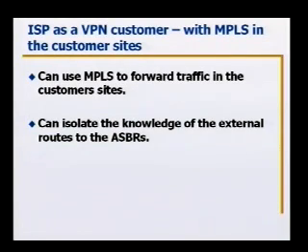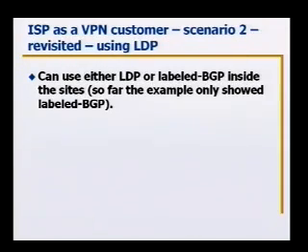So what have we seen so far? We've seen that we can use MPLS to forward traffic in the customer side. So given that we can use MPLS to forward traffic in the customer side, then we can hide the knowledge of external prefixes from everybody except the ASBR, and then we'll forward the traffic in a label switch path between the two ASBRs.